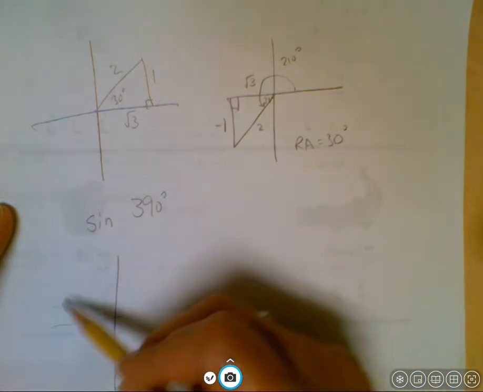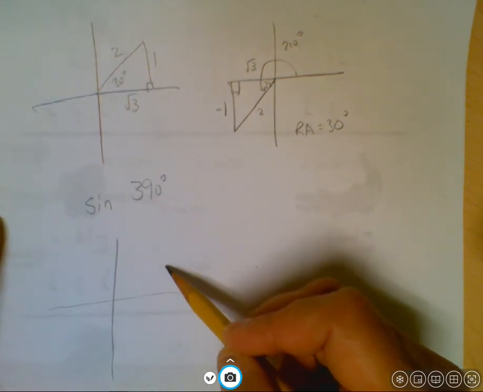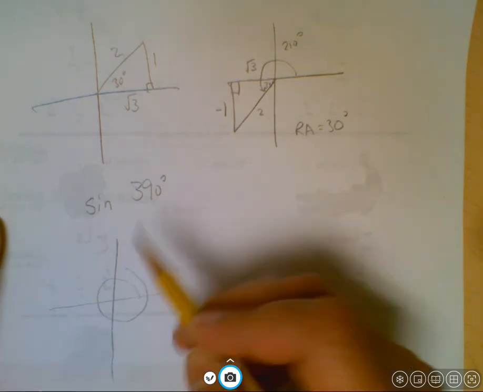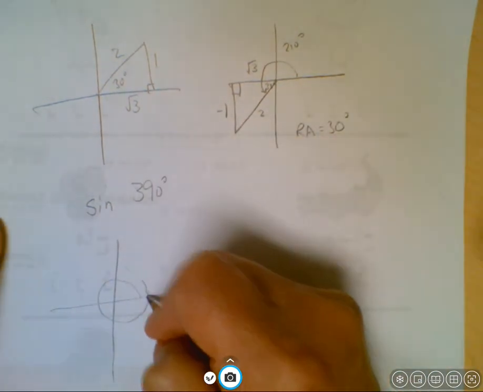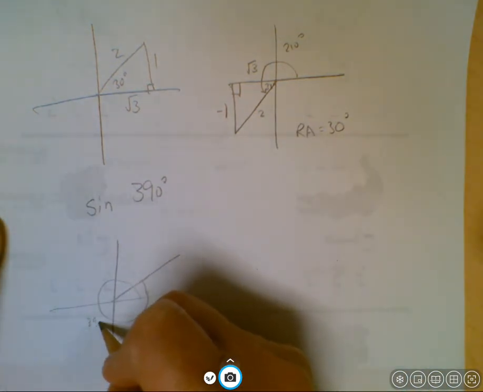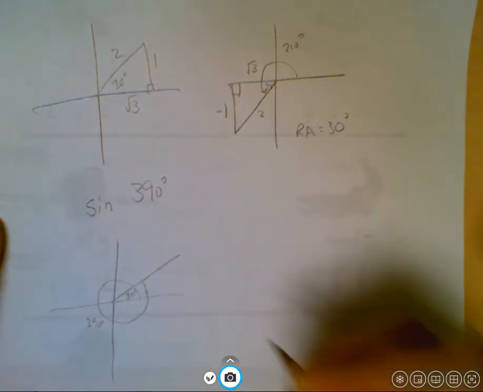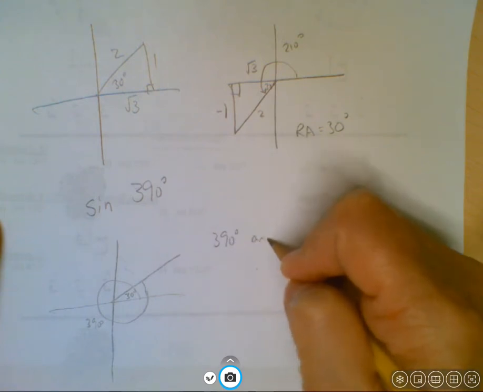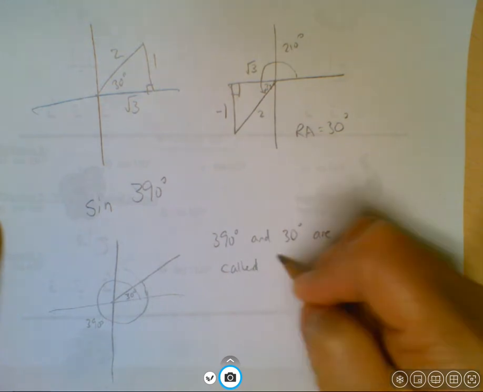Here's 0, 90, 180, 270, 360, and you keep going. 390 would be over here, right? So I'm just going to draw it like this. I think I went too far. So 390 would be till about there, and that would be 390. And what that means is, because we've wrapped around the circle a full time, we're left with 30 degrees. So 390 and 30 degrees are called, so there is a word, coterminal.